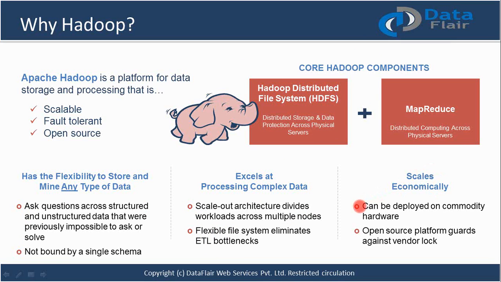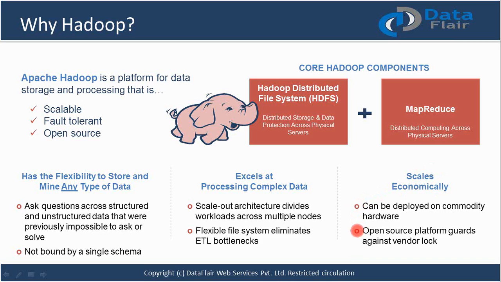Another important feature we discussed, it scales economically. It can be deployed on commodity hardware. Companies like Yahoo have deployed Hadoop on commodity hardware. Open source platform guards against vendor lock-in. You can change even your vendor at any point of time if you don't like their services. Guys, here I have highlighted a few features of Hadoop that are really important, that were not available in your legacy systems.